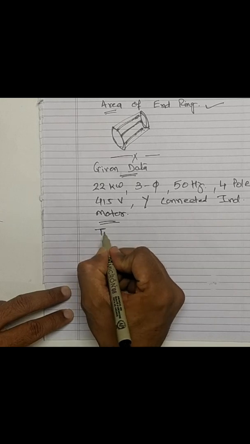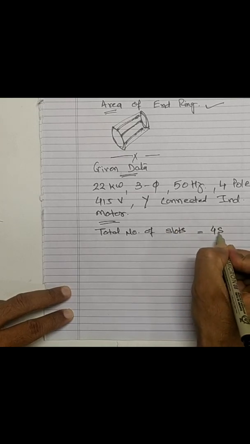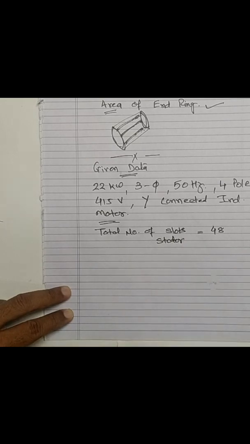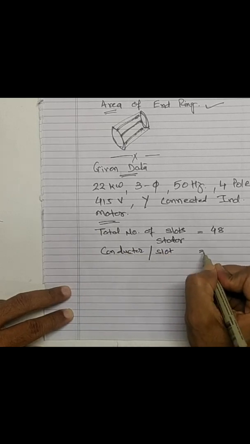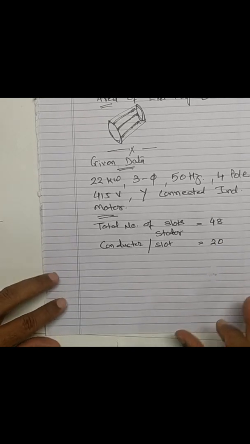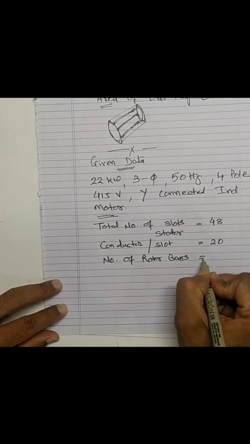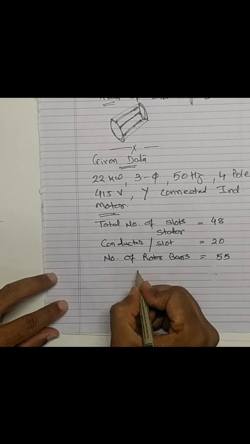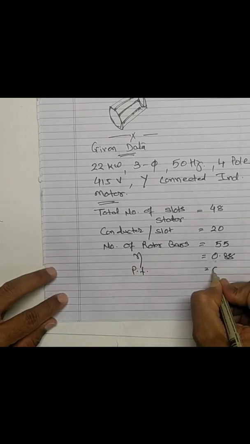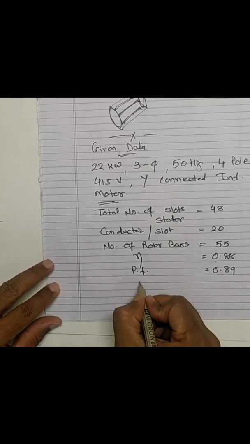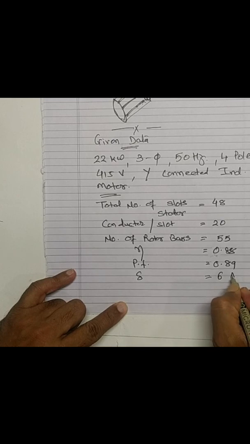Other data which is given: total number of stator slots 48, conductors per slot 20, number of rotor bars 55, efficiency 88%, power factor 0.89 lagging, and current density in rotor bar as well as in end ring is given as 6 ampere per millimeter square.